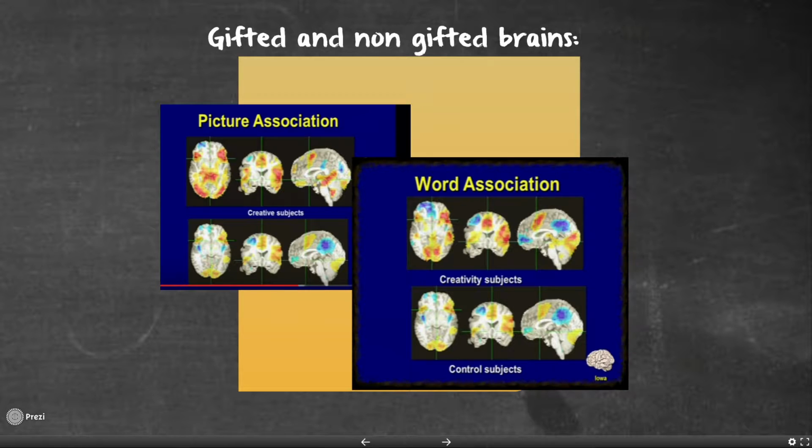Research done by Nancy Andreasen and presented in Secrets of the Creative Brain shows the significant difference in the levels of activity and locations of activity in a creative brain versus a control subject for both picture and word association tasks. This lines up with research done by Gake in 2008, which indicates that there is additional activity in multiple areas of the brain and more advanced development of the central cortex and cerebral cortices.